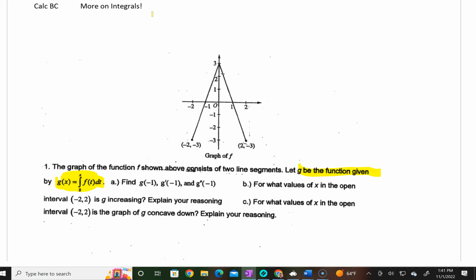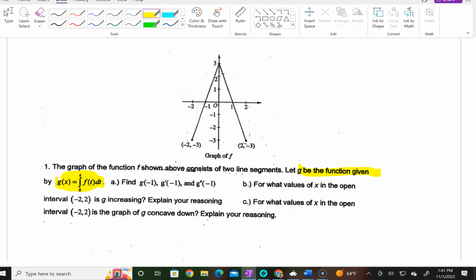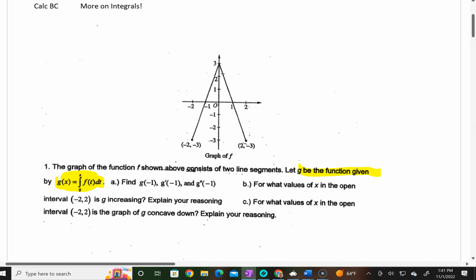So g of x, it's this accumulation function. It would be the net area from 0 to x of f of t dt. And tell you what, up high, I'm even going to rewrite this. In part A, we're going to have to find a whole bunch of things. But let me just write this a little bit larger, because this can look a little small.